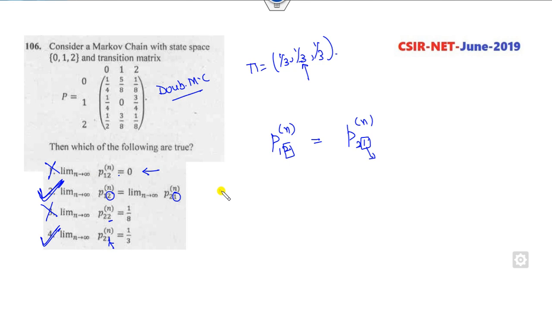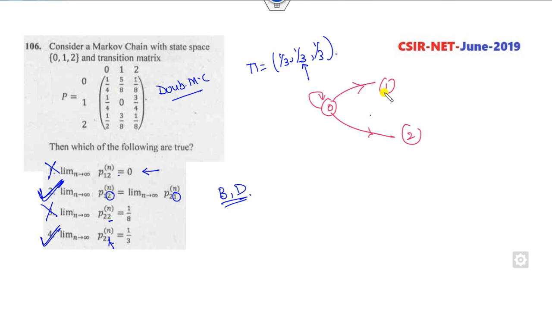Moreover, is it irreducible? How can you check that? You can simply draw the diagram. If somebody asks you whether it's transient or not, how many states are transient? So you can see 1 to 0, 1 to 2, 2 to 0, 2 to 1 and here. So what is the period of 0? It's a self loop, period is 1. Period of 2 is 1.